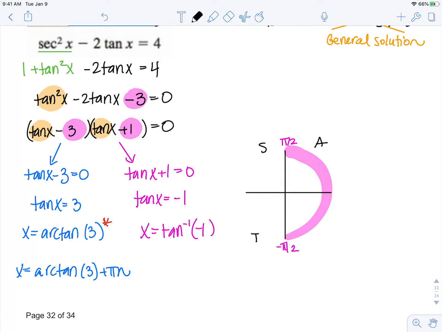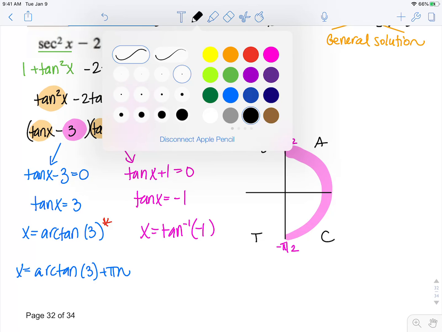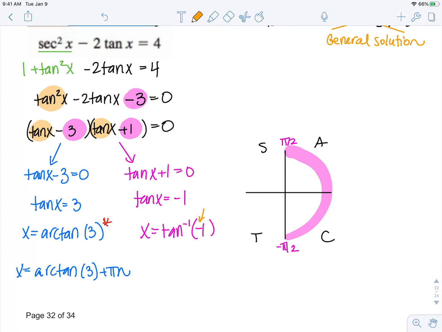All students take calculus. Since we're looking for a negative tangent, that won't happen here. It's going to happen down in this quadrant, and this is going to be negative. Let me use a different color. This is going to be negative pi over 4. So we can say x equals negative pi over 4 plus pi n. Okay? So if you do know the inverse using inverse rules, you should figure that out.